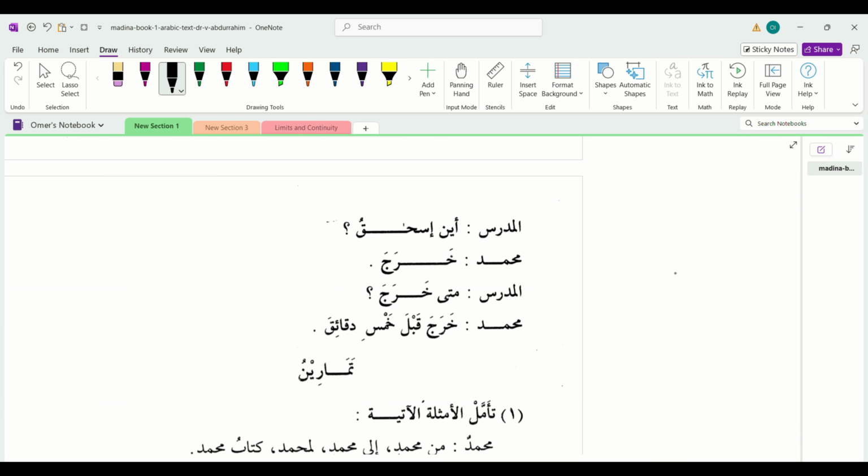المدرس أين إسحاق؟ Where is إسحاق؟ محمد خرج. He went out of the class. متى خرج؟ When did he go out? محمد خرج قبل خمس دقائق. He went out five minutes ago. So دقيقة is a feminine word, and that's why they're using خمس, not خمسة. And قبل is مضاف, so خمس becomes مضاف إليه. خرج قبل خمس دقائق. And this is ممنوع من الصرف. That's where we get the fatha.